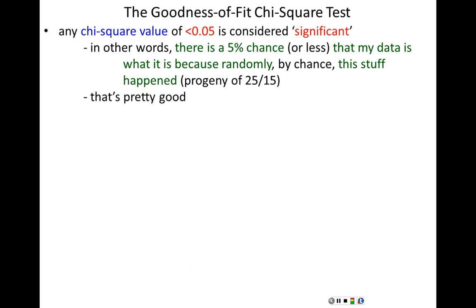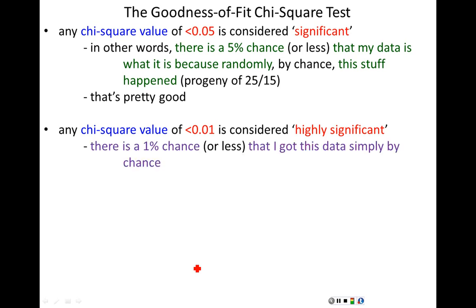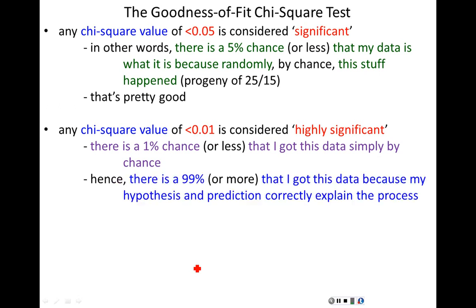That's pretty good. Chi-squared values can get even higher, though. We consider a chi-squared value of 0.01 or less as highly significant or highly trustworthy. This means there's a 1% chance or less that I got my data simply by random chance. In other words, a 99% chance or more that my data is what it is because my hypothesis and prediction are correct. So highly significant or highly trustworthy.